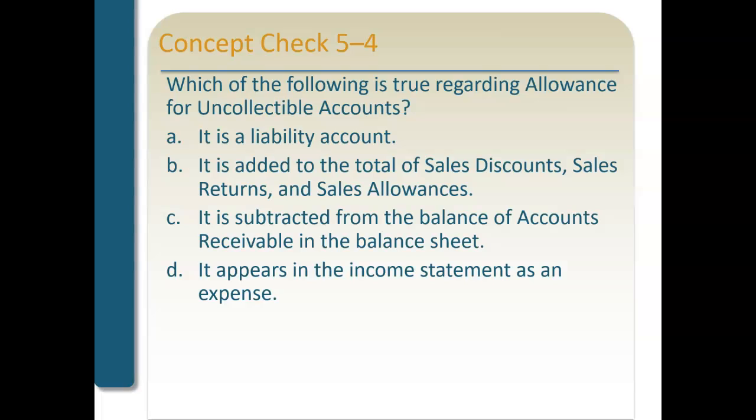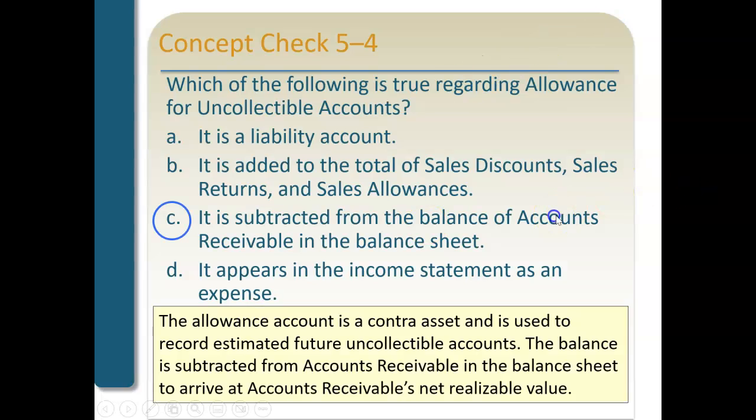What do you guys think of here? Which of the following is true regarding allowance for uncollectible accounts? It's a liability account? No. It is added to the total of sales discounts, sales returns, and sales allowances? No. It is subtracted from the balance of accounts receivable? Yes. It is a contra account to asset accounts receivable.